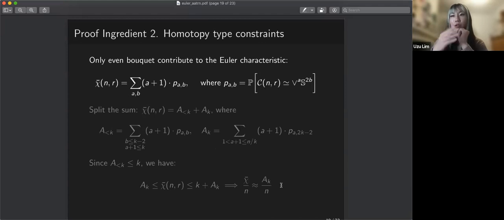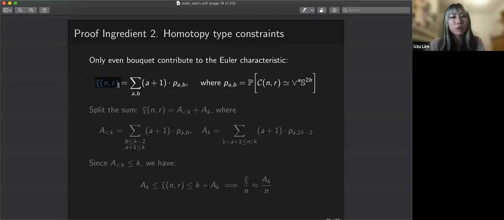So how do we use this to get to homotopy type constraints? So only even bouquets contribute to the Euler characteristic, because for odd dimensional spheres, the Betti numbers are like, for a circle 1, 1, for a 3-sphere 1, 0, 0, 1. And then when you take the alternating sum, everything cancels out into 0. So when you see positive Euler characteristic, that means contribution from a bouquet of even dimensional spheres.